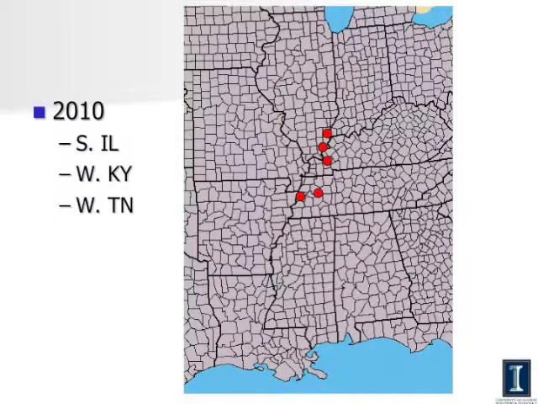Just to wrap up, I wanted to talk a little bit about fungicide resistance. Many of you probably are aware that in 2010 we began to find isolates of the Frogeye leaf spot pathogen of soybean that were resistant to strobilurin fungicide. So I want to give a quick update of what's going on with that. In 2010, those red dots are the areas where we found these isolates that were resistant to strobilurin fungicides: a couple in southern Illinois, western Kentucky, and then western Tennessee.